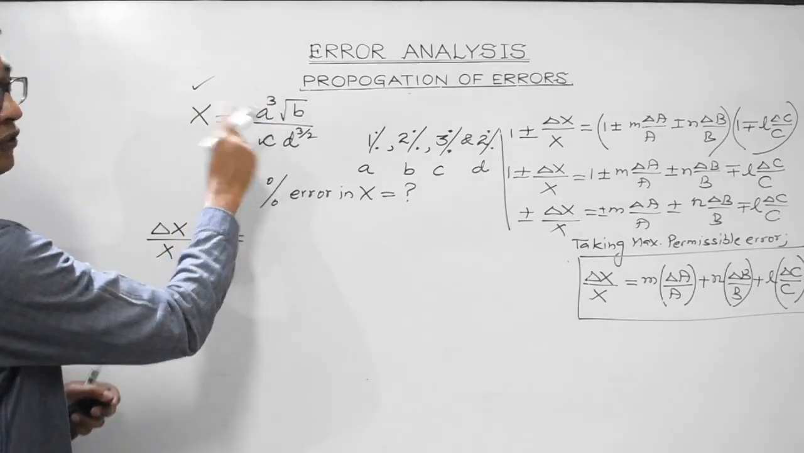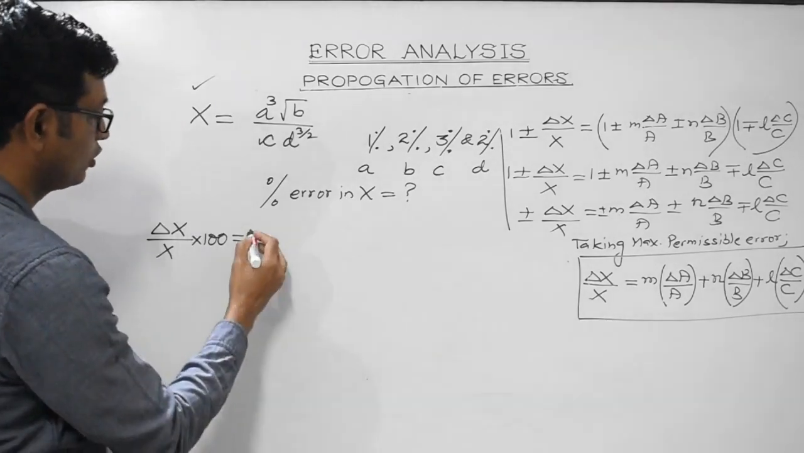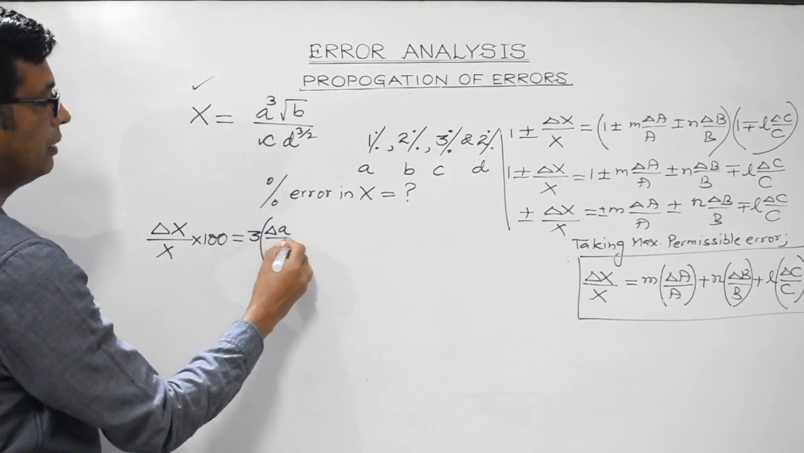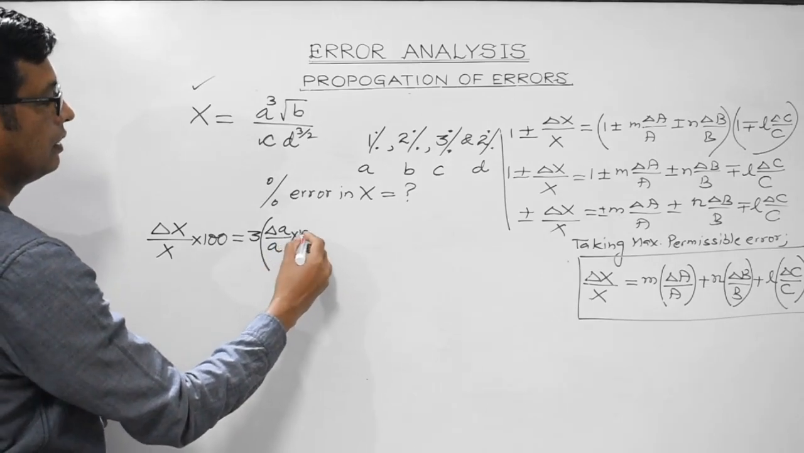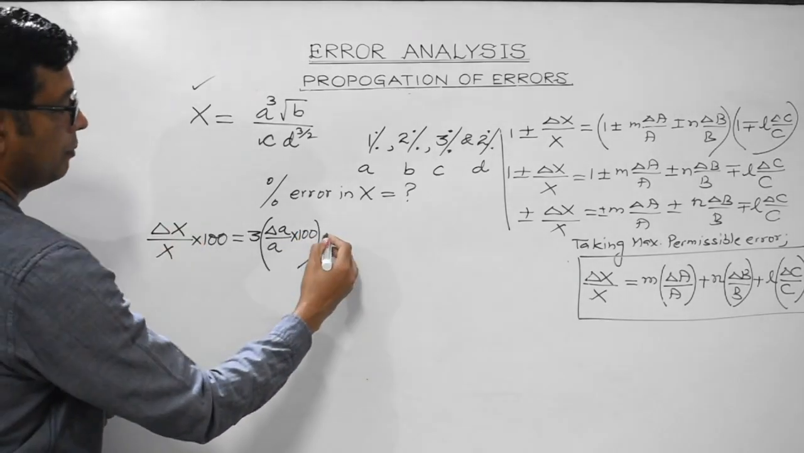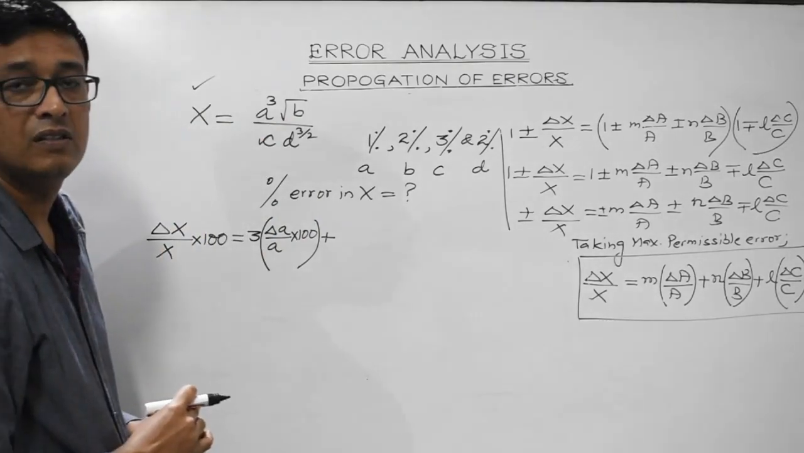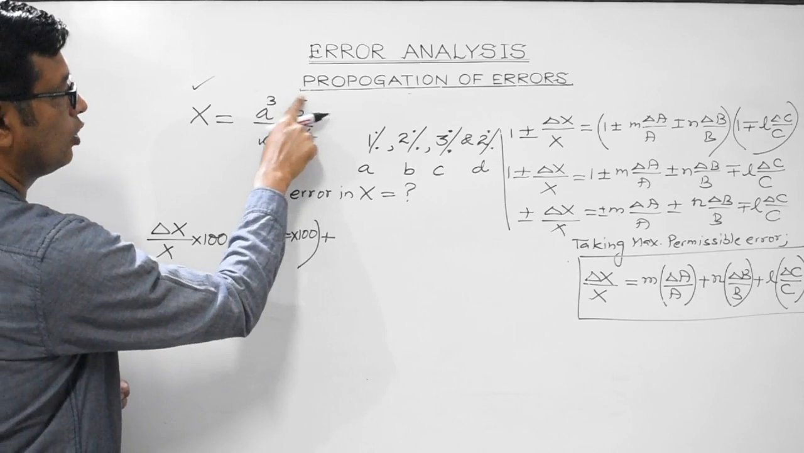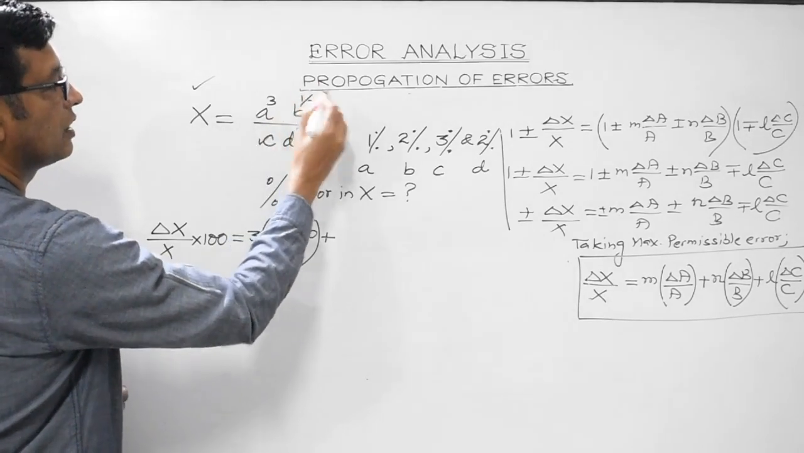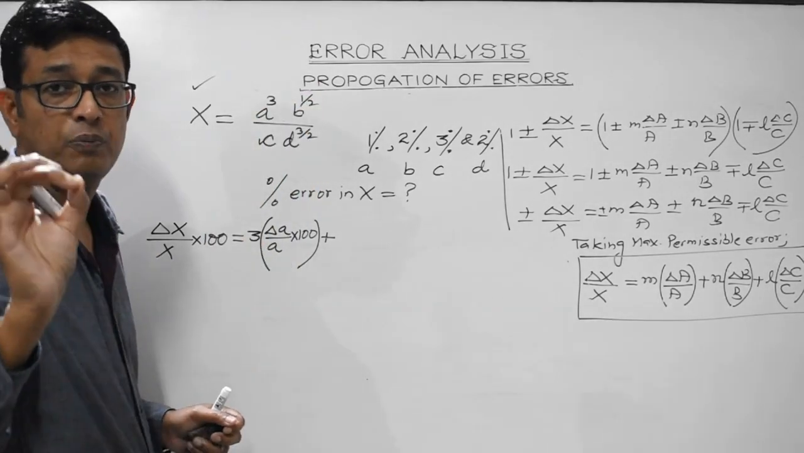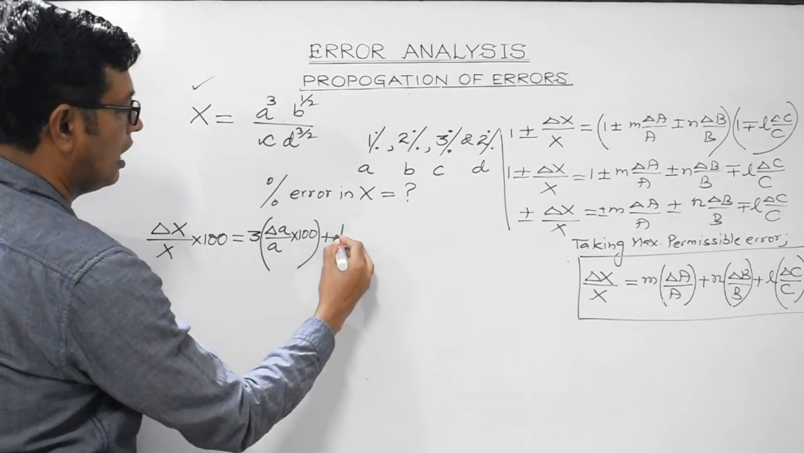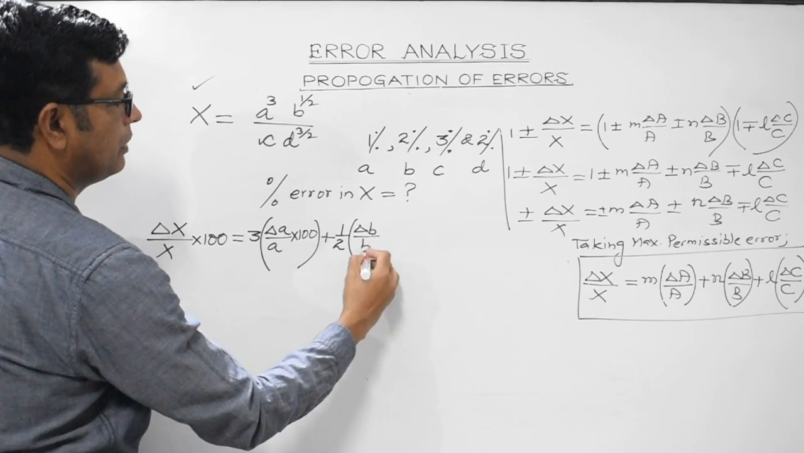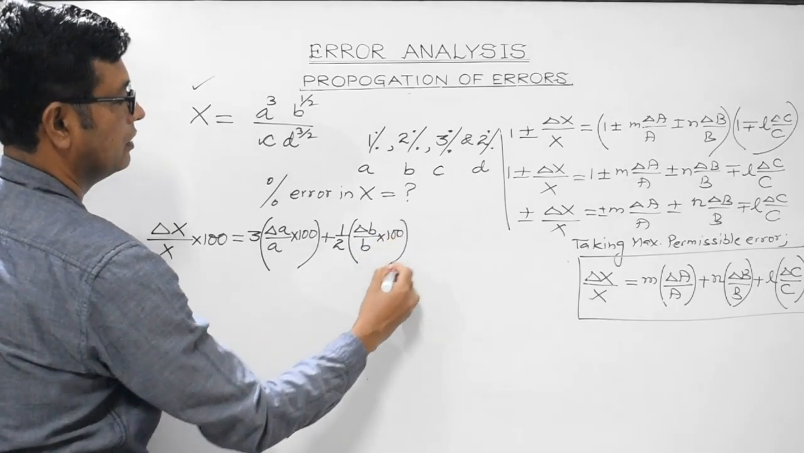Now what is the power of A? It is 3. So 3 times maximum percent error in A, that is del A by A multiplied by 100. Plus what is the power of B? Square root means B to the power half. It can also be written in this particular manner. So the power of B is half. So half times the maximum percent error in B, del B by B multiplied by 100.